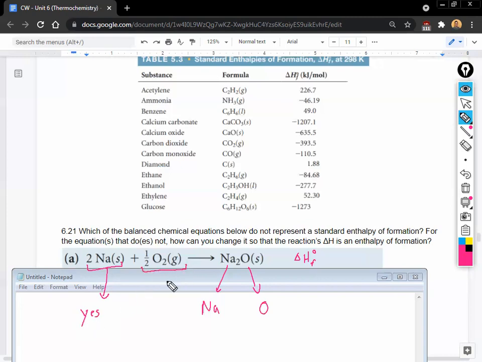Okay, the other element is oxygen. Now, if we take a look at oxygen, is O2 gas the most basic form of oxygen that we can get? Yes, we just said that above, O2 gas. So since both of them are yes, they are both the most standard, the most simple elemental form of the things that make up this chemical, is this going to represent the delta H of formation of Na2O? Yes. So this reaction is a yes. It does represent the most basic form because both of them are in the proper state of matter.